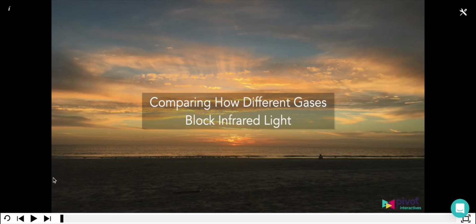All right, so the name of this lab is about comparing how different gases block infrared light. I would prefer the term energy because I think it's a little less confusing. All right, so let's get going.